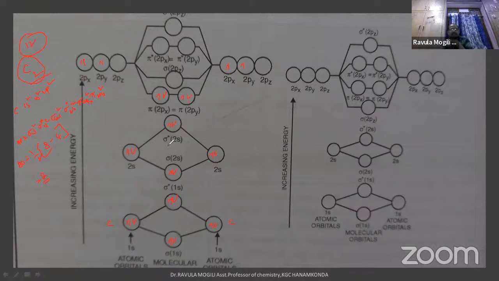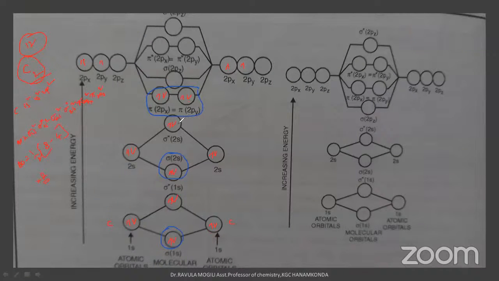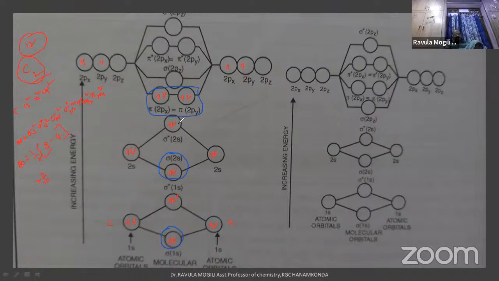So bonding electrons, you see here. So these are bonding electrons. This is also bonding electrons. Here, these are bonding electrons. Without a star, the orbital is meant for bonding. Whenever it is indicated with a star, that is meant for anti-bonding. Okay?